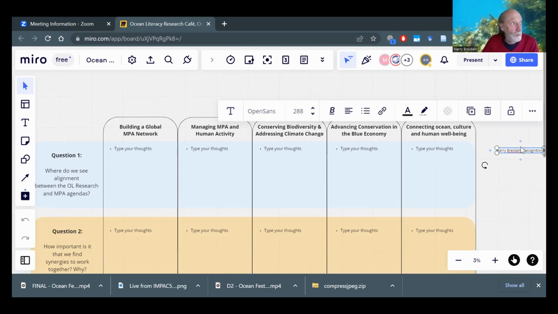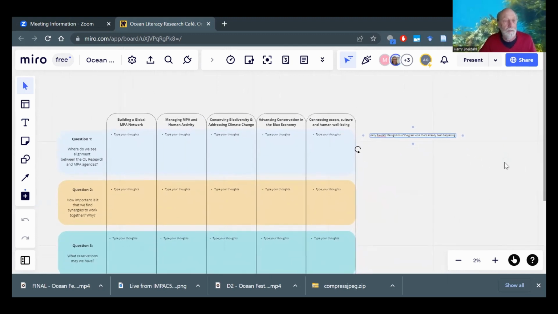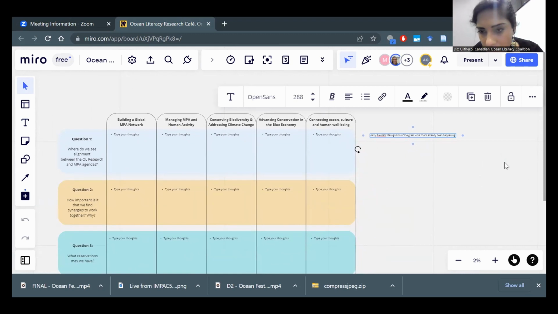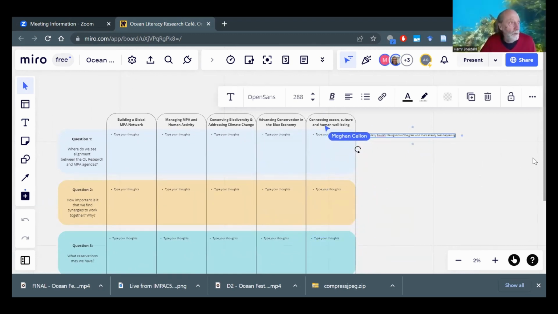For example, in the Pacific, ocean literacy has been promoted throughout the Pacific by a group called International Pacific Marine Educators Network. And yet we don't seem to be engaged at all in any of these supposed dialogues. So I guess my comment is, please take note of existing networks and work that's been done over a long period of time.